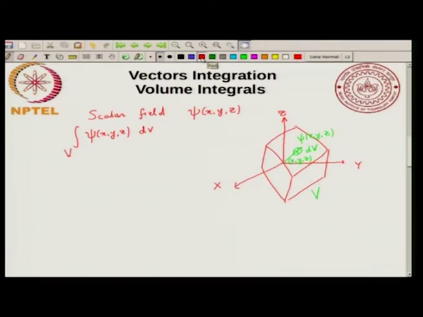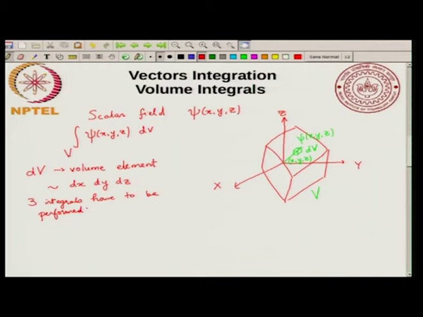So, what is important about this? What is important is that dV is a volume element. That means you are integrating over an entire volume. Now a volume element is a 3-dimensional object, so it has something like dx, dy, dz. So, you have to do 3 integrals. So, 3 integrals have to be done.